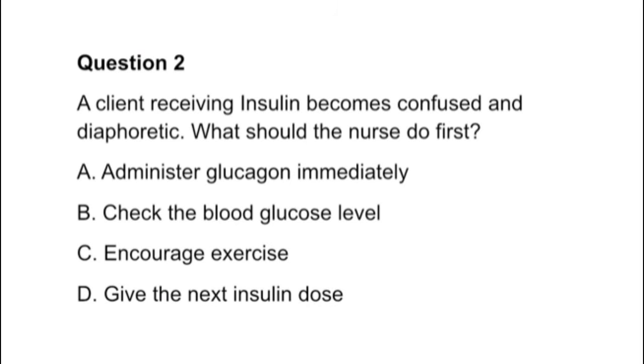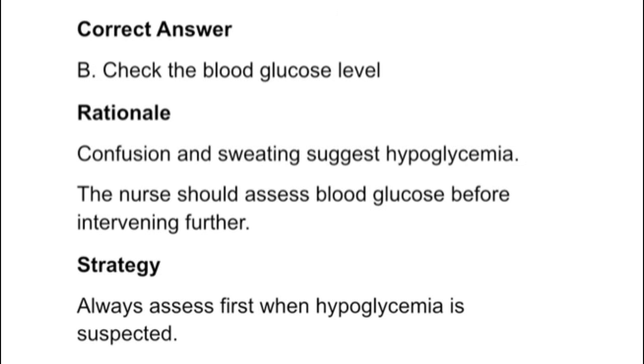Question 2. A client receiving insulin becomes confused and diaphoretic. What should the nurse do first? A. Administer glucagon immediately. B. Check the blood glucose level. C. Encourage exercise. D. Give the next insulin dose. Correct answer: B. Check the blood glucose level.